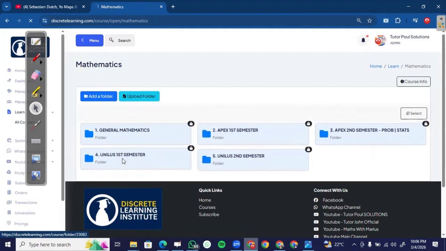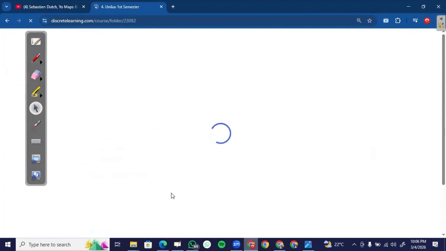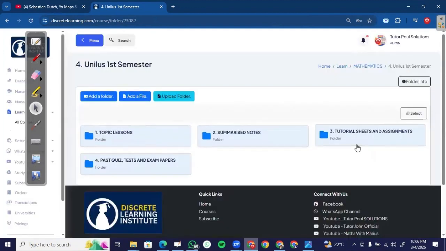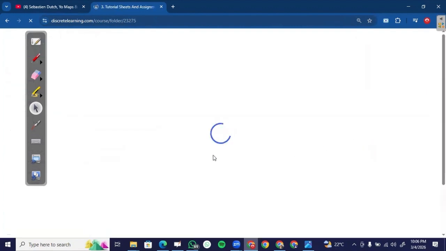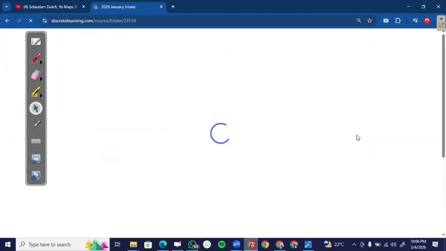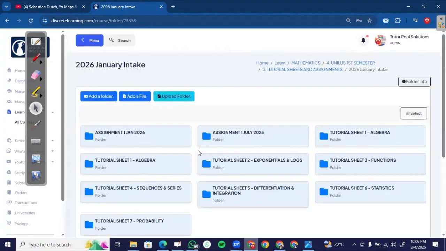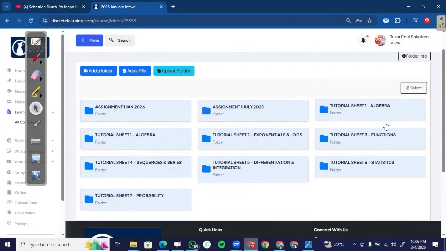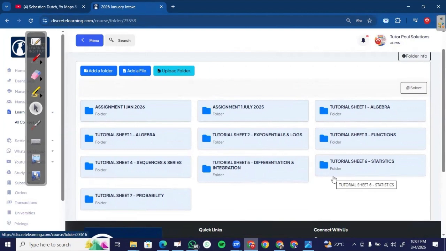If I click on semester 1, you see that it opens and I have 4 folders: topic lessons, summarized, tutorial sheets, and past quiz, test, and exam papers. If you go, for example, into the tutorial sheets, you're going to find videos for all the tutorial sheets. So you go to your intake. The current intake now is 2026 January. I'll go into the 2026 January there, and you're going to see the assignments and all the tutorial sheets, so you can watch and learn from these videos at your own time.